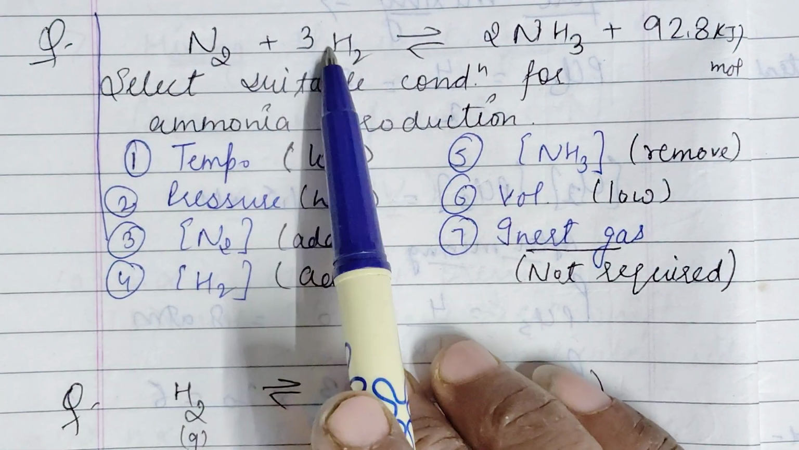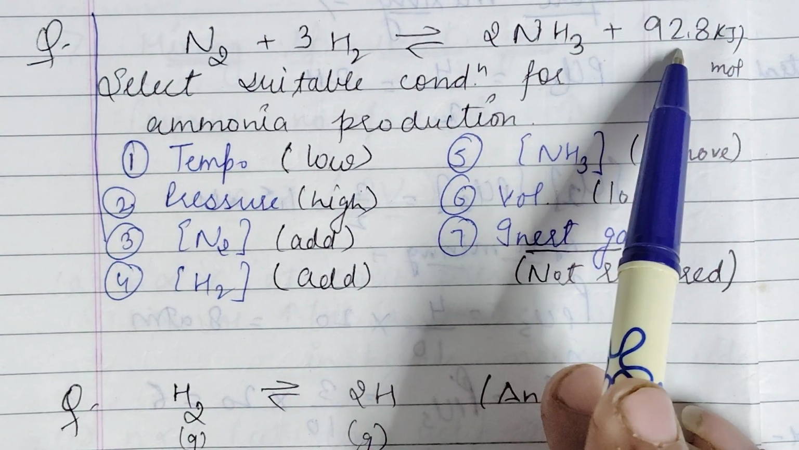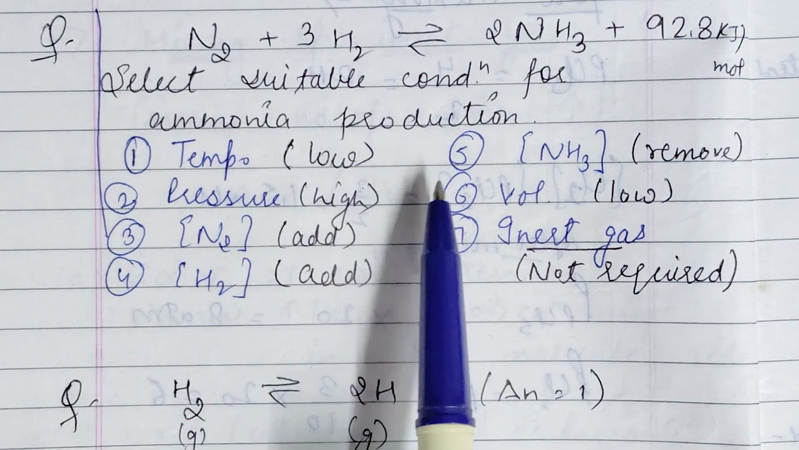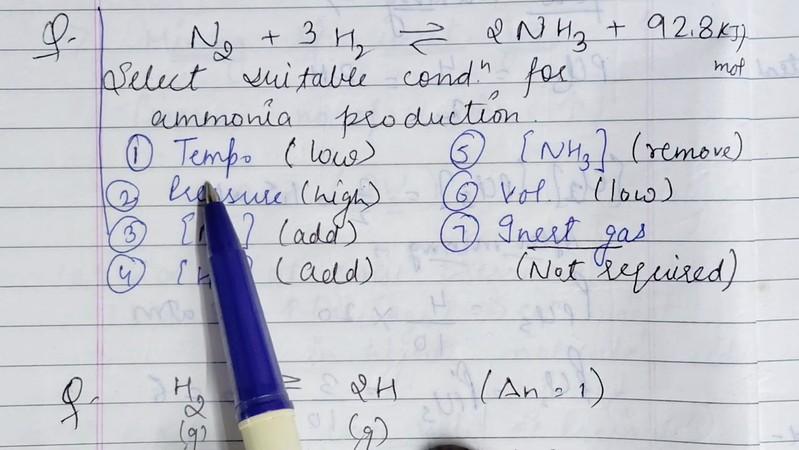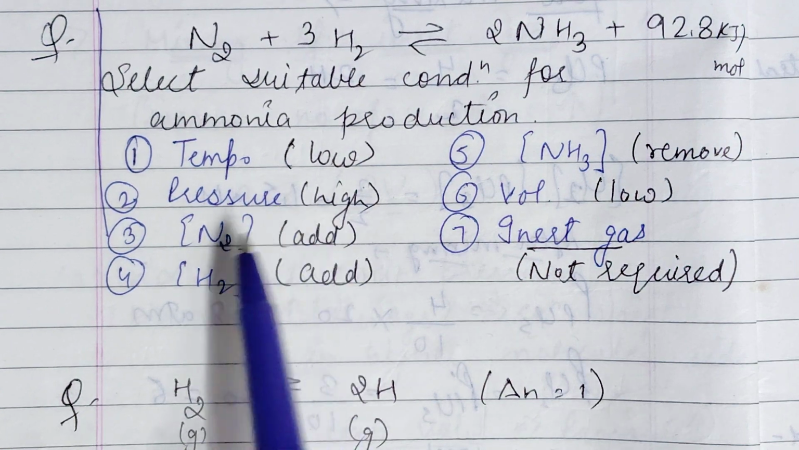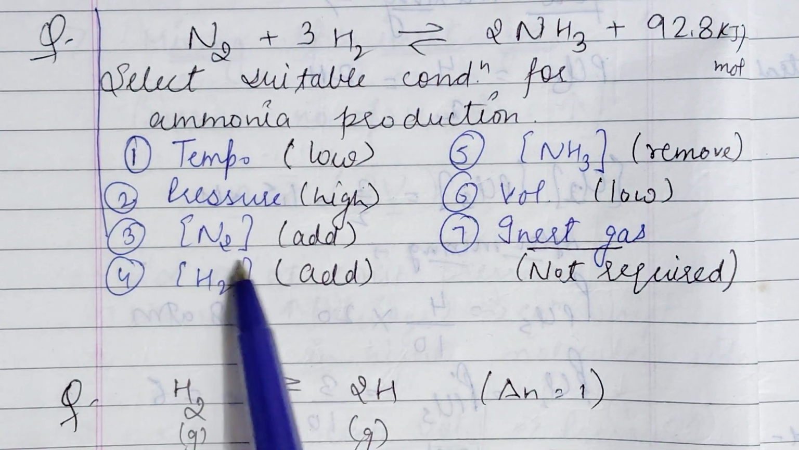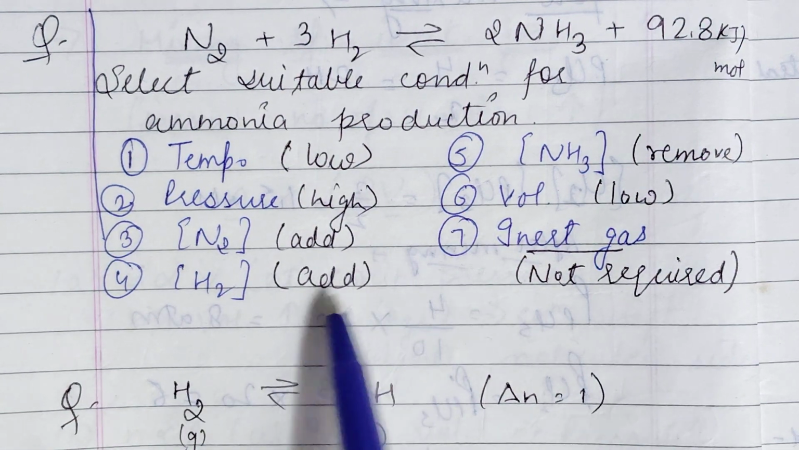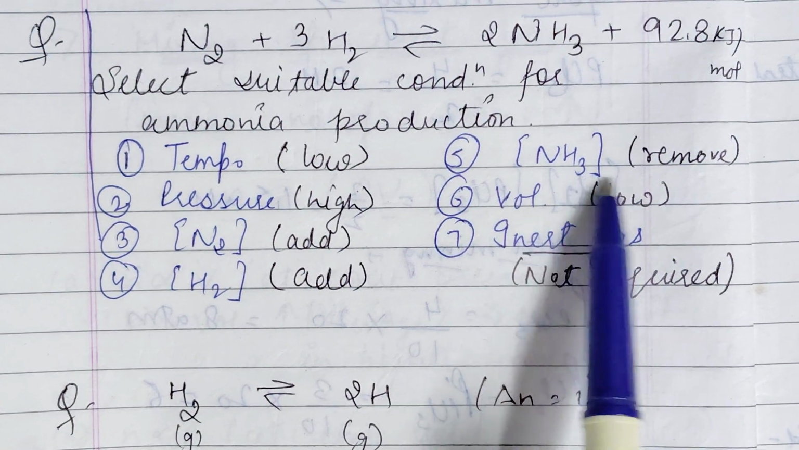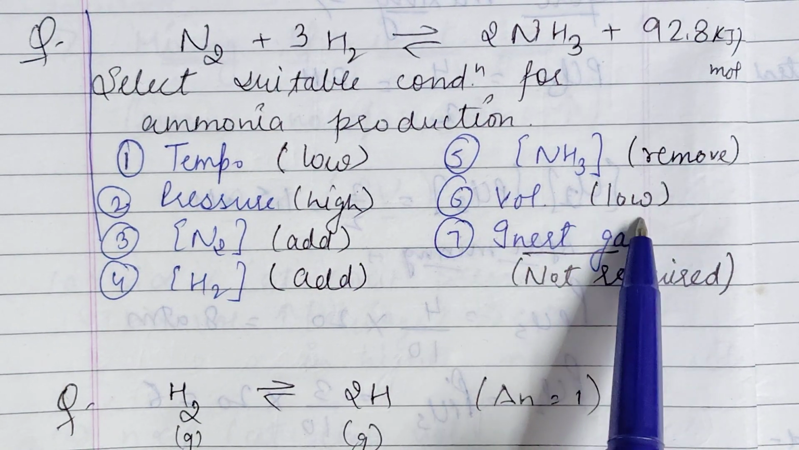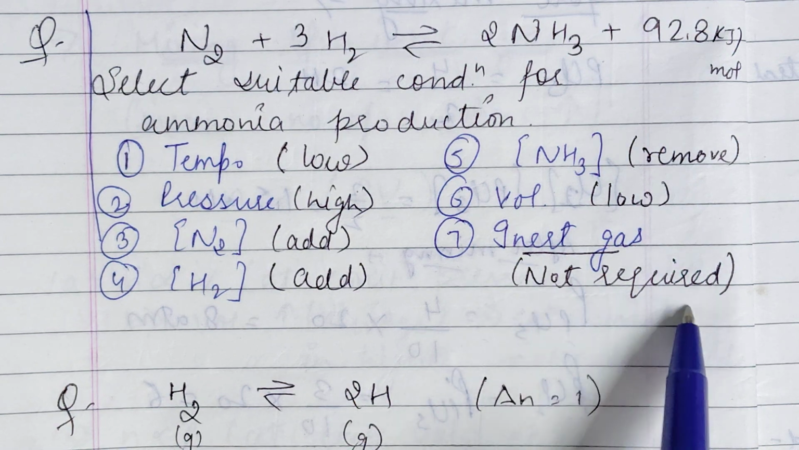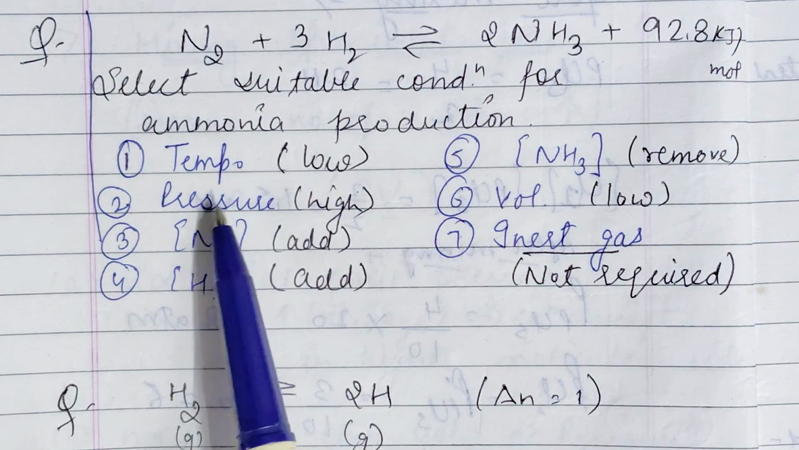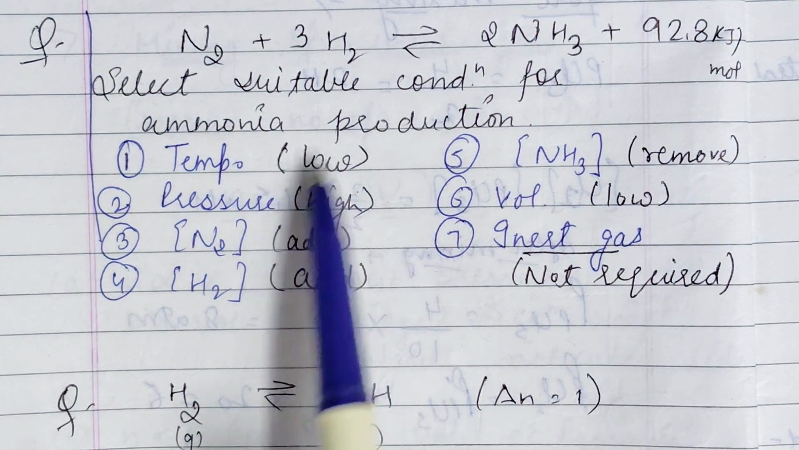Question. N2 plus 3H2 gives 2NH3 plus 92.8 kilojoule per mole. Select suitable conditions for ammonia production. First point, temperature low. Second, pressure high. Third, concentration of nitrogen and hydrogen added, ammonia removed. Volume is low. Inert gas not required. So these are the suitable conditions we have written.